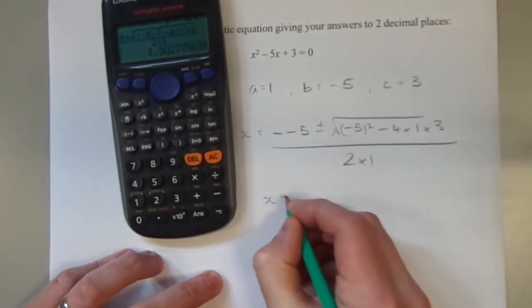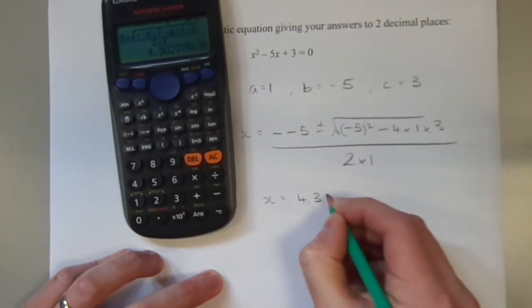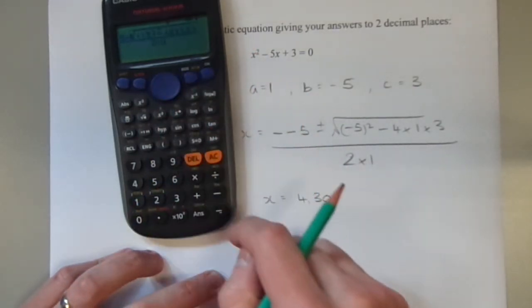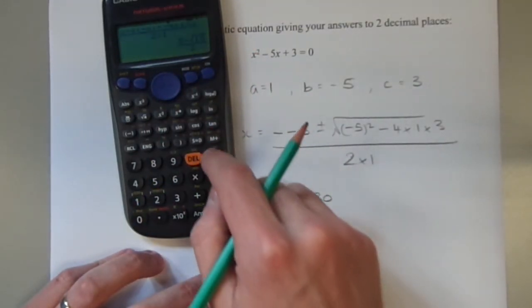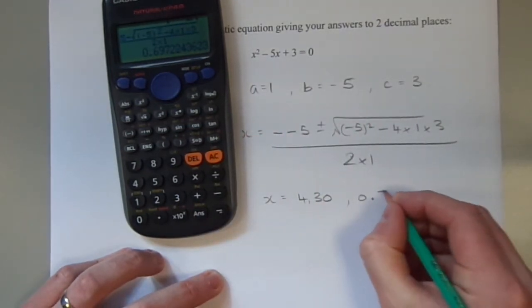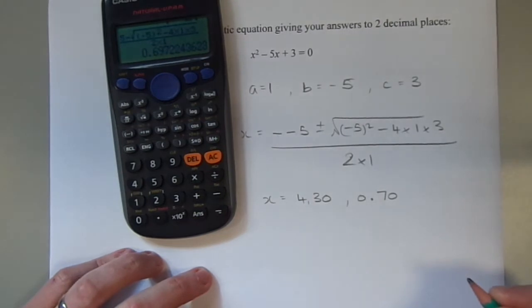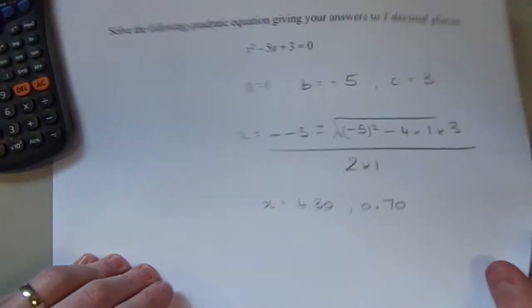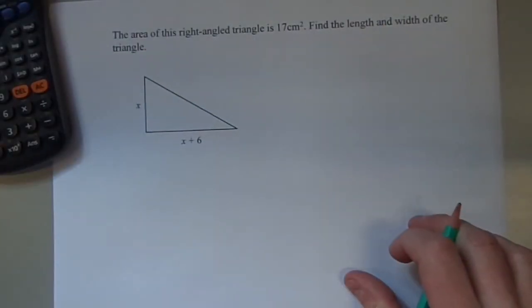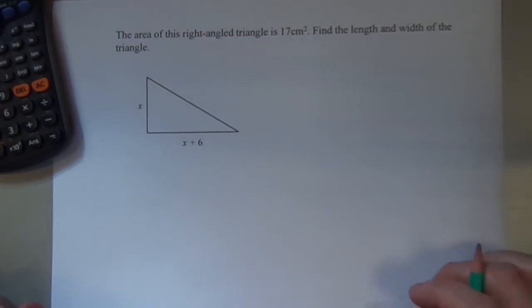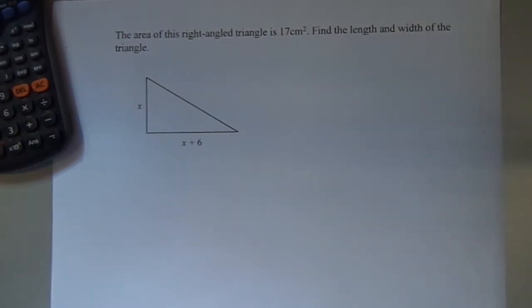To 2 decimal places, one solution is 4.30 and the other one is 0.70. And one last question for you to attempt. Pause the video and have a go at this.